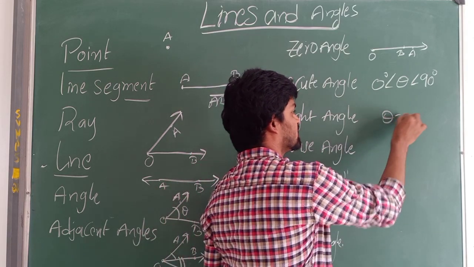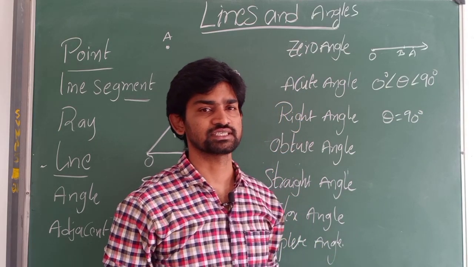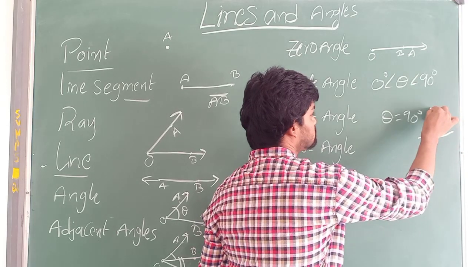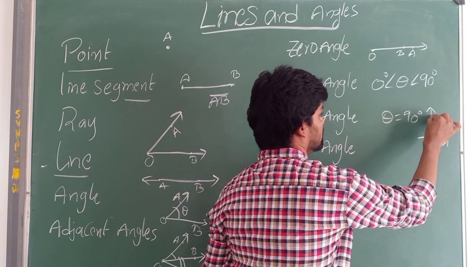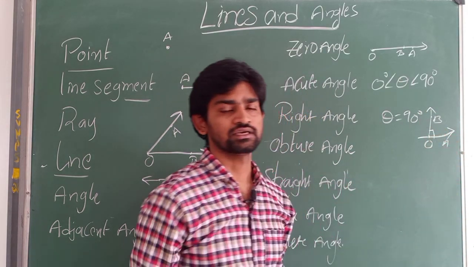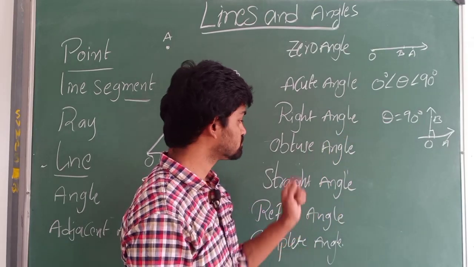Next, right angle. An angle which measures exactly 90 degrees. This is OA and here OB. See, perpendicularly. An angle which is exactly 90 degrees is called a right angle.